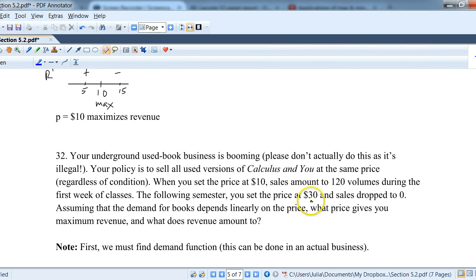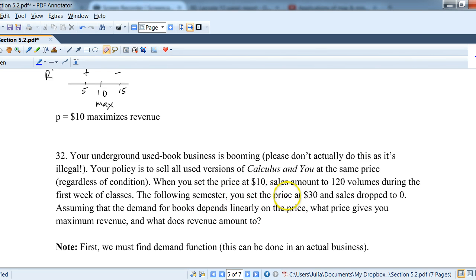But when you have two different price points, you keep track of how many you sell at each price point. So let's say at $10, you sell 120 books, but at $30, maybe you don't sell any. So it drops to 0. So you already have 2 points in terms of price and quantity, so you can actually figure out the demand. That's how you can do this for any business, actually.